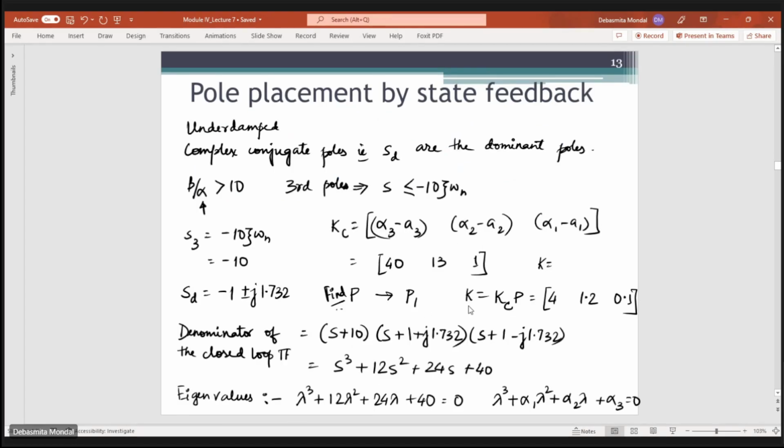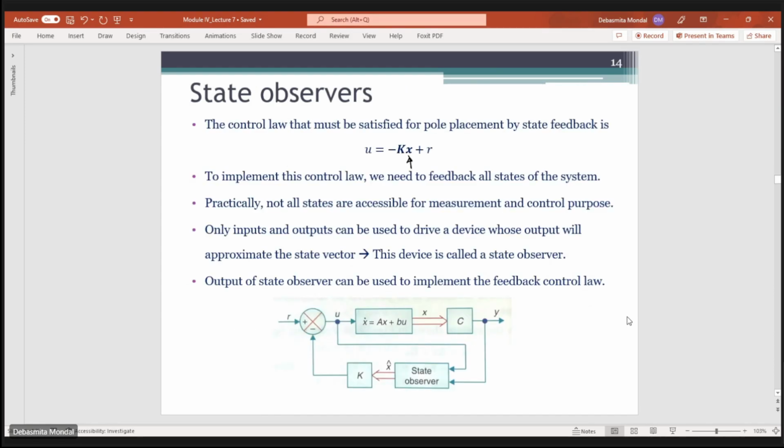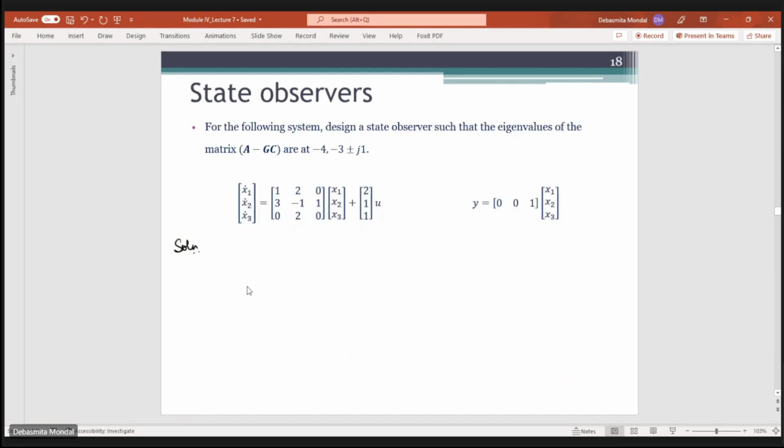But this is for a system where all the states are measurable and we are implementing a full state feedback. Obviously, in a practical case, that is not possible. This is an example of that practical case where we do not have access to all the state variables. That means we cannot implement a complete state feedback, so we have to design a state observer for this kind of system.